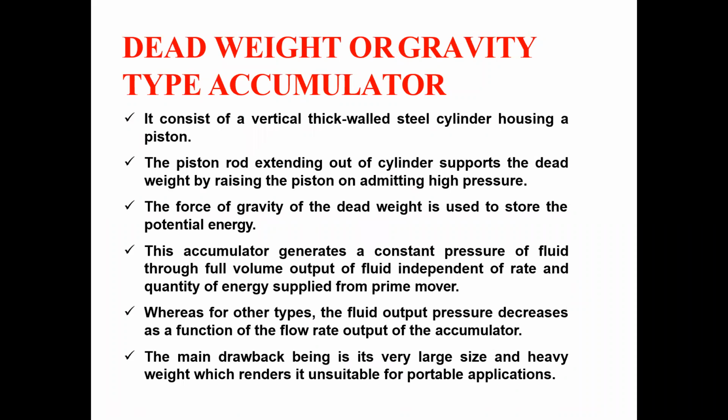Then the information description about this dead weight or gravity type accumulator is listed here. It consists of a vertical thick walled steel cylinder housing a piston. The piston rod extending out of the cylinder supports the dead weight by raising the piston on admitting high pressure. The force of gravity of the dead weight is used to store the potential energy. This accumulator generates a constant pressure of fluid through full volume output of fluid independent of rate and quantity of energy supplied from the prime mover.